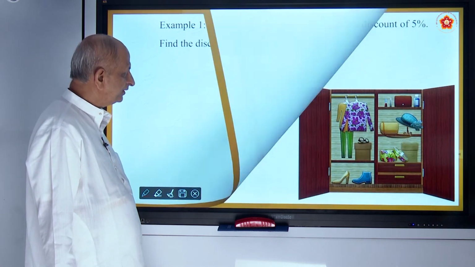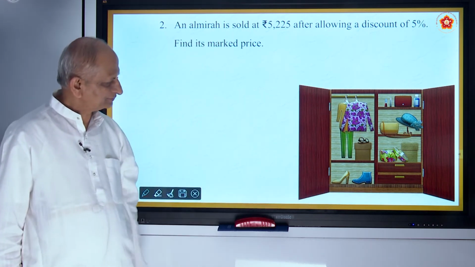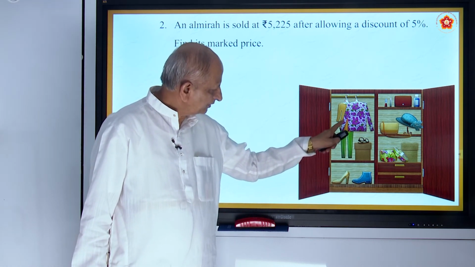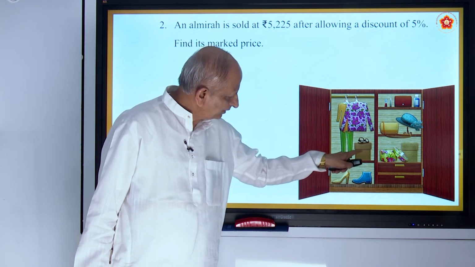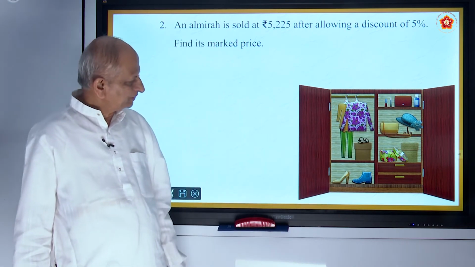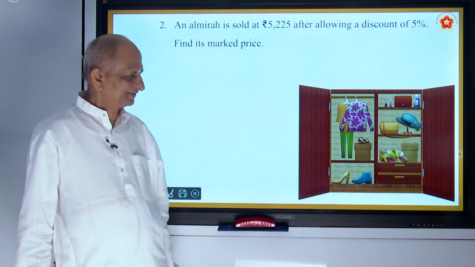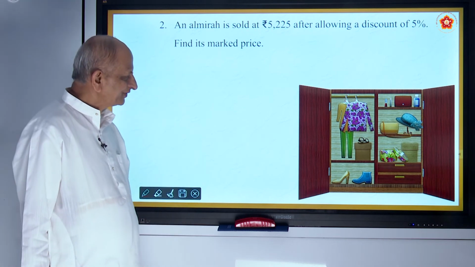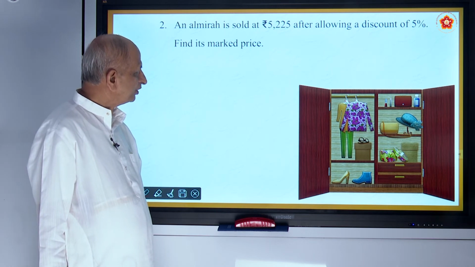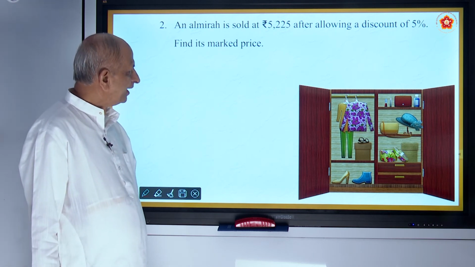Okay. Coming to the next question. So here is an almirah. Beautiful almirah. Here so many things are kept. What is this one? Shoes. These are shirts. These are spectacles. This is a table lamp. These are cosmetics. This is bags. This is a cash box. So many things are there. Correct? So here is an almirah sold at 5,225 by allowing a discount of 5%. Find its market price.